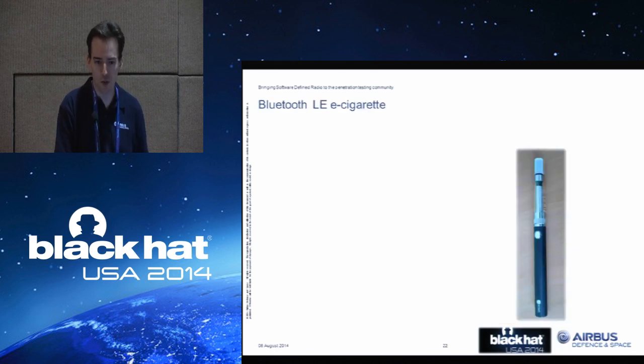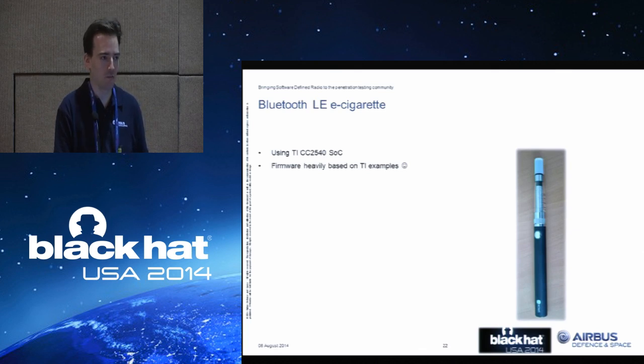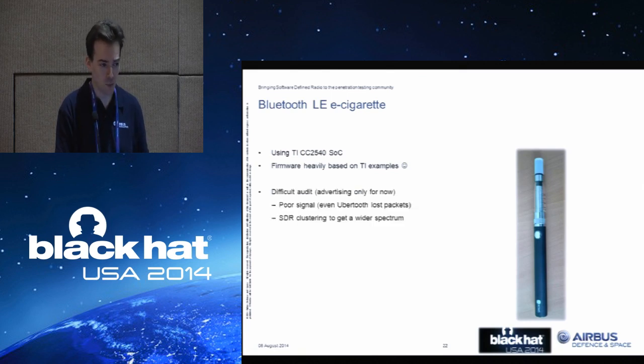We also studied a Bluetooth Low Energy electronic cigarette. This one is from a French company, so as French people, we felt compelled to analyze it. It uses a Texas Instruments system on chip. The firmware is really heavily based on TI examples. I think 80%, if not 90% of the code is taken from TI examples for sending the packets and over-the-air firmware upgrades. So it's pretty easy to understand that. Still, it was really difficult to audit.